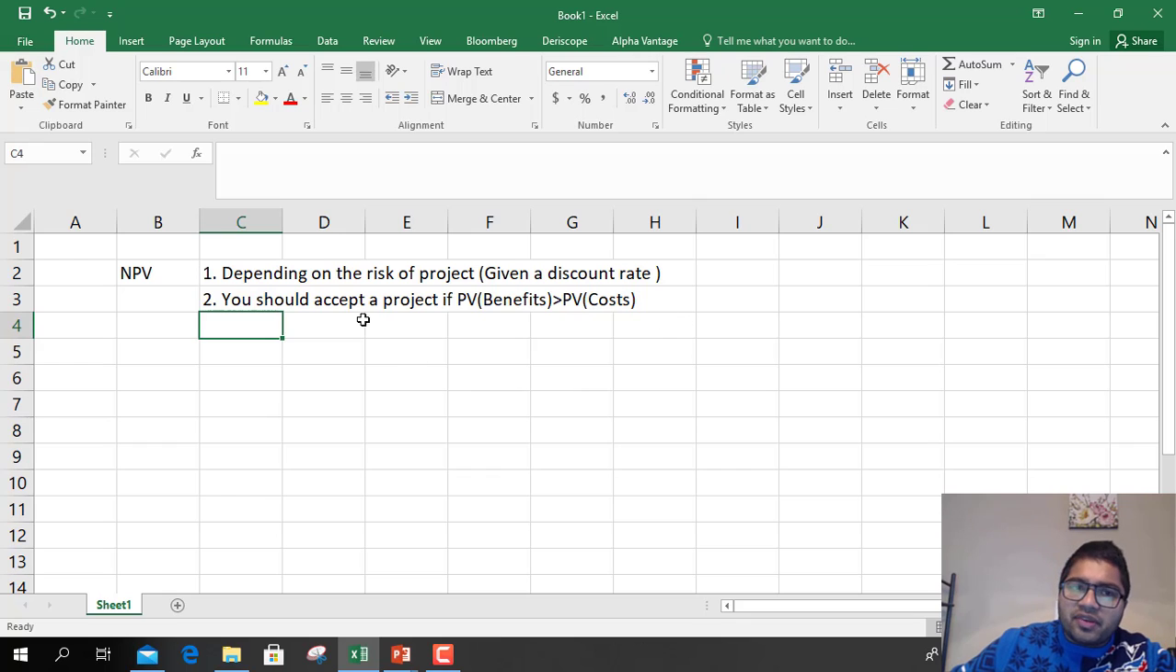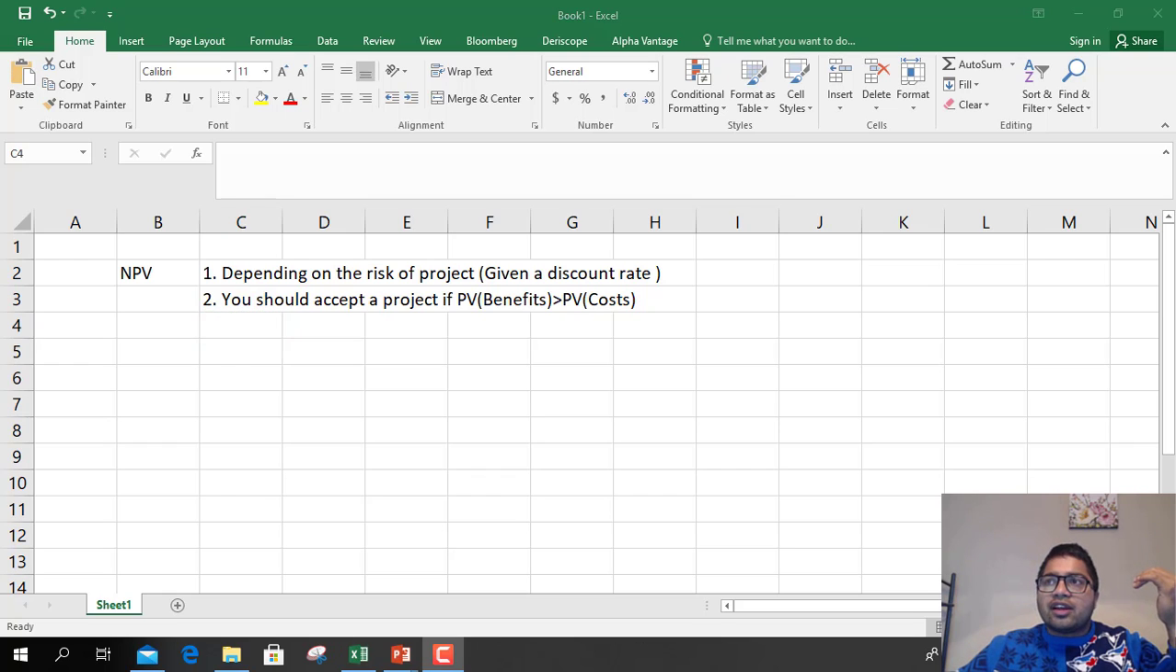So what is the NPV rule? It says given the risk of the business, given the risk of the project, if the project is risky, you would need higher returns to compensate you for that. If the project is less risky, you would require lower returns to compensate for that, right? Given the risk of the project, if the present value of benefits of the project is greater than the present value of cost of the project, you accept the project, otherwise you reject it.